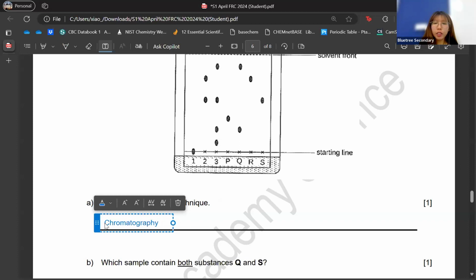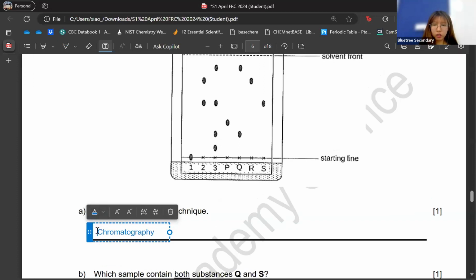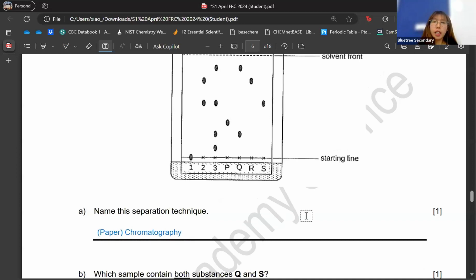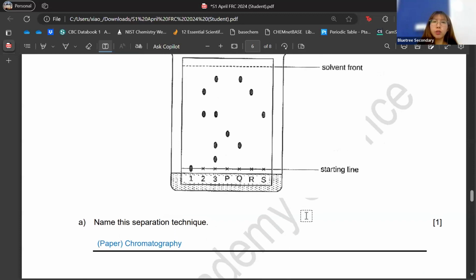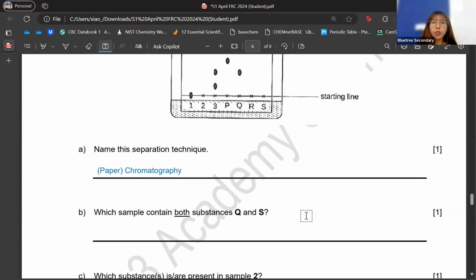So above, if you write the word paper, you will still get the mark. If you did not write the word paper, you will still get the mark because scientifically, this is still a chromatography method.